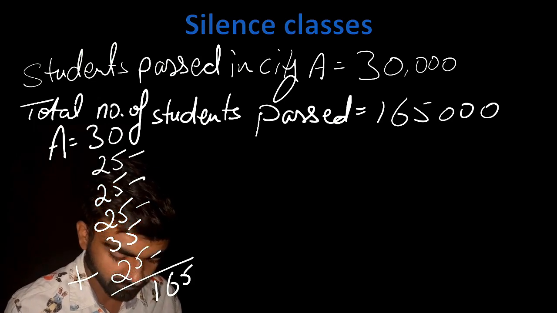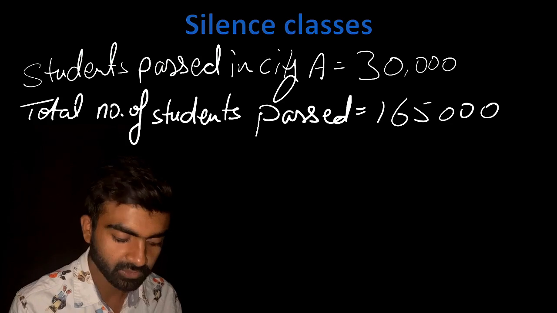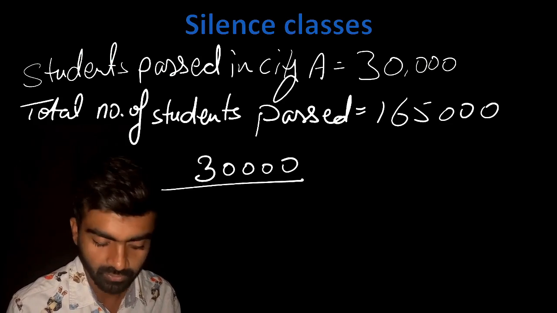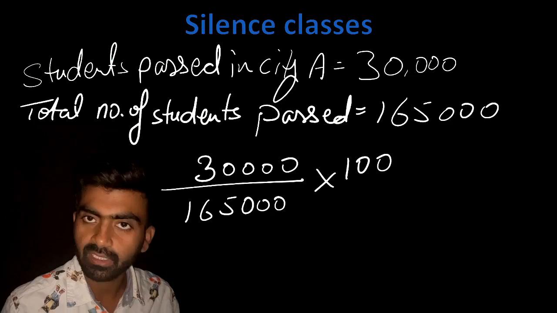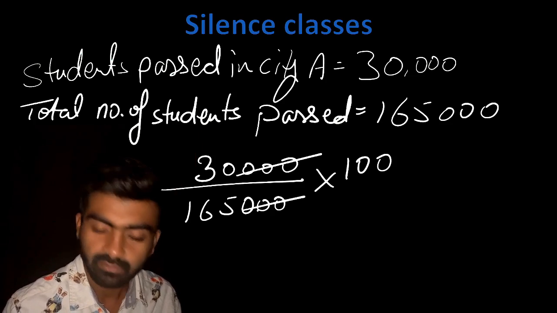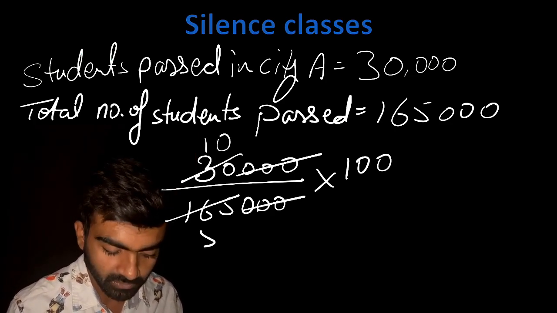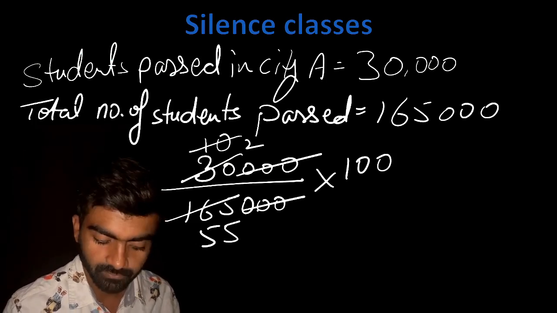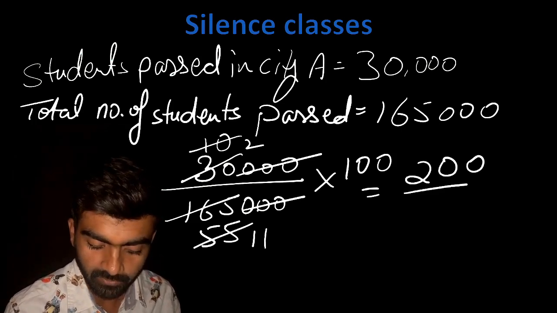Now what we have to do is find the percentage. We can write 30,000 upon 1,65,000 multiplied by 100. We can cut 3 zeros like this. Now 3 tens are 30, 3 fives are 15, and 3 fives are 15. 5 twos are 10, and 5 ones are 5, so it will become 200 upon 11.